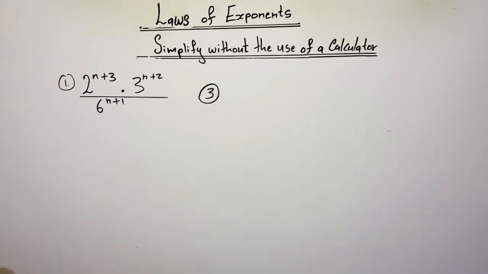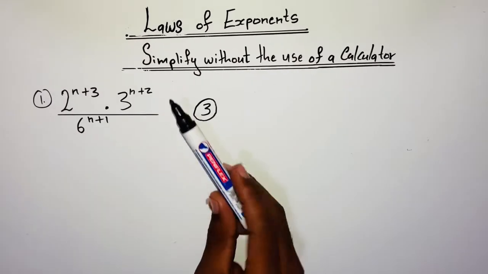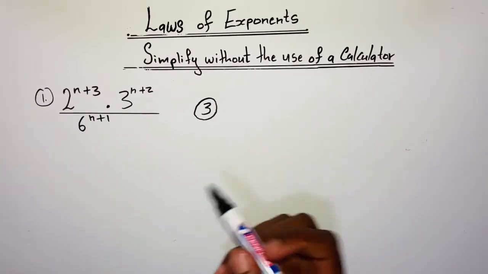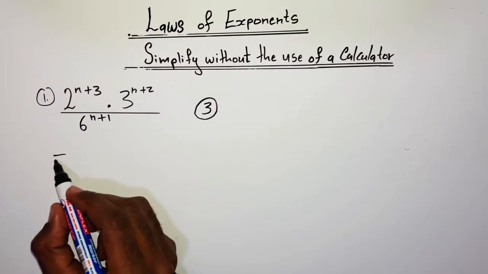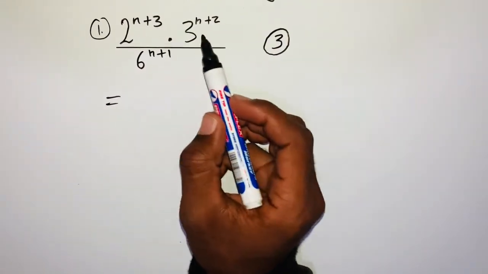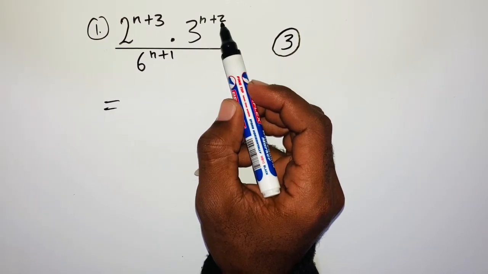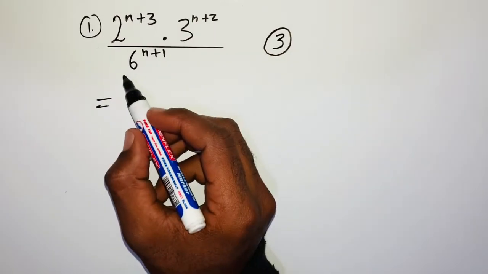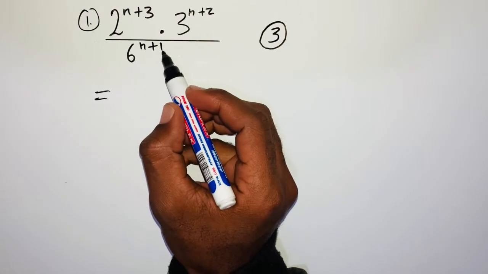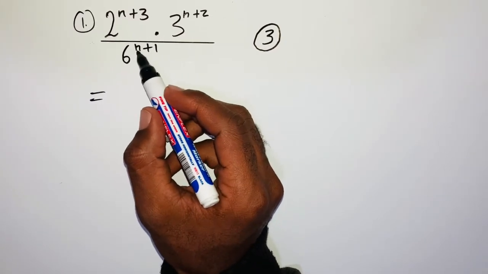Here is our first sum under exponents. The instruction is to simplify without the use of a calculator. So let's attempt. We have 2 to the n plus 3 times 3 to the n plus 2, over 6 to the n plus 1. Since we have a 6 underneath, let's try to express 6 in terms of 3 and 2.